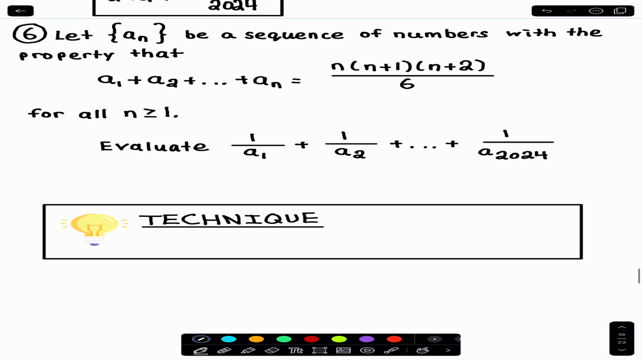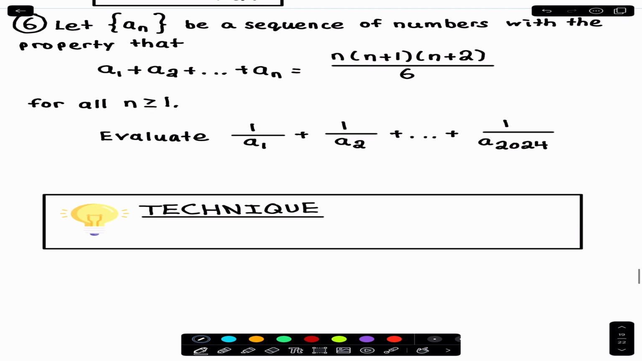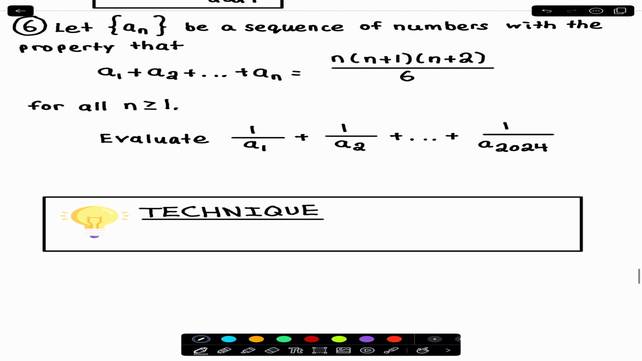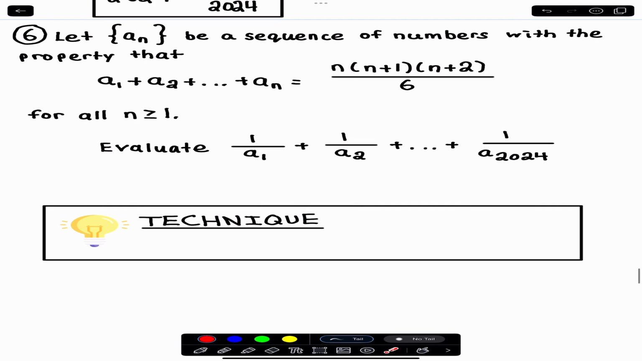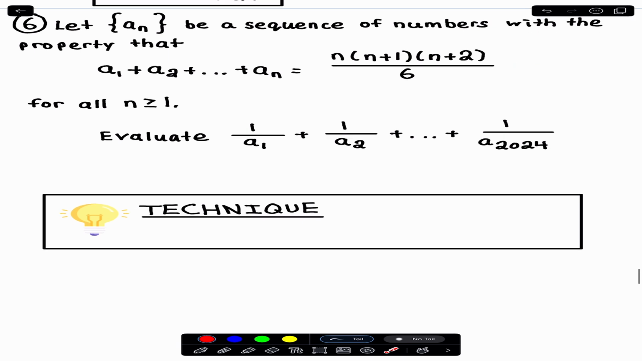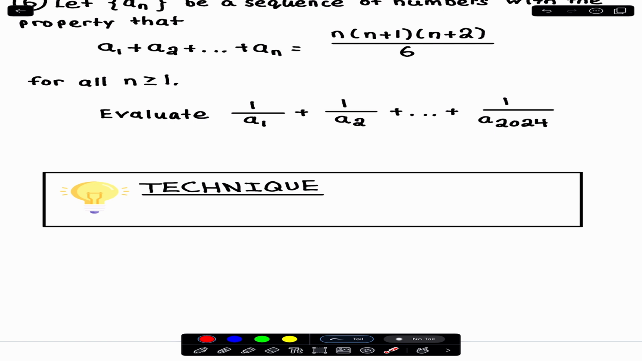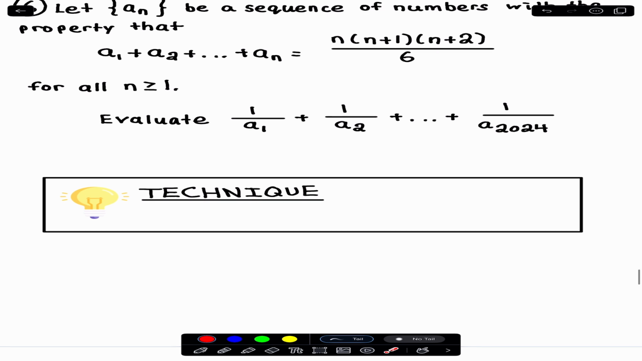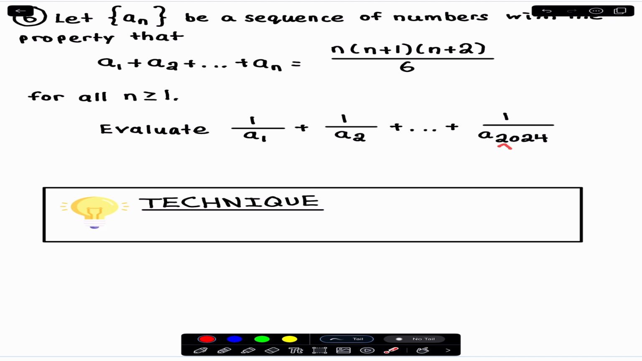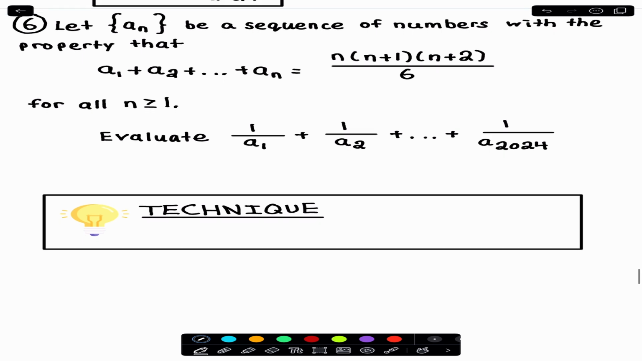And now, maybe we can do something similar for question 6. So this time, question 6 says, let an be a sequence of numbers with the property that when you add up a1 plus a2 plus everything up to an, you get this closed form formula. For all n greater than or equal to 1, evaluate 1 over a1 plus 1 over a2 plus all the way to plus 1 over a2024. Yes, that is the year that we are doing this problem. So, hopefully we can get something to telescope. That would be very nice.